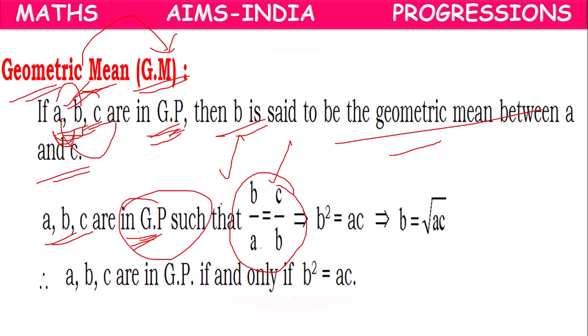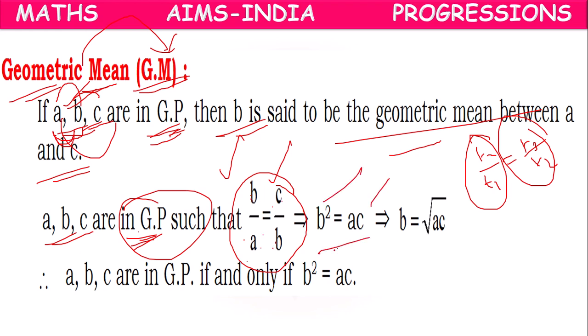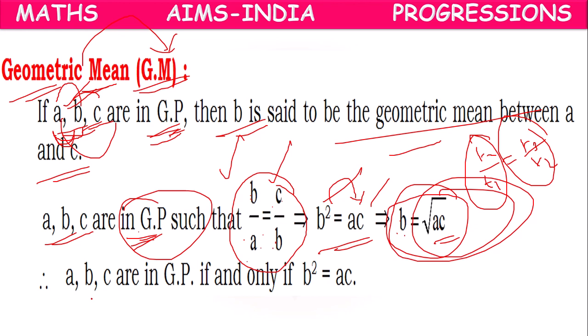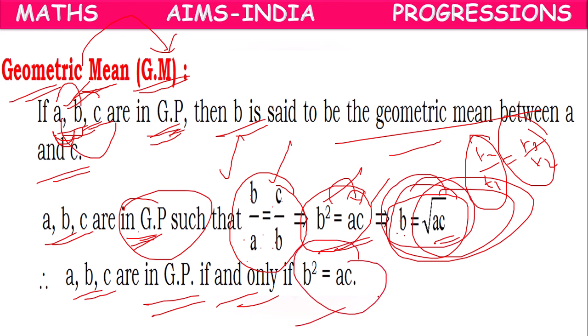If they are in GP, what does it mean? T2 by T1 equals T3 by T2, meaning the ratio between any two terms will be constant. So B by A equals C by B, or B into B, B square, equals A into C. B square equals AC. Or if the square goes to the other side, it becomes a root: B equals root of AC. So A, B, C are in GP if and only if B square equals AC, or B equals root AC.